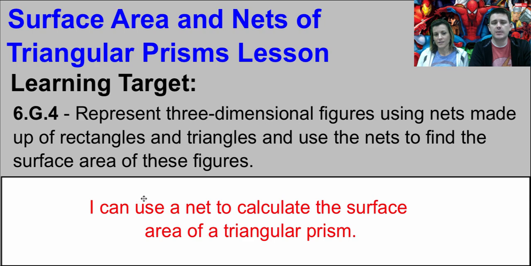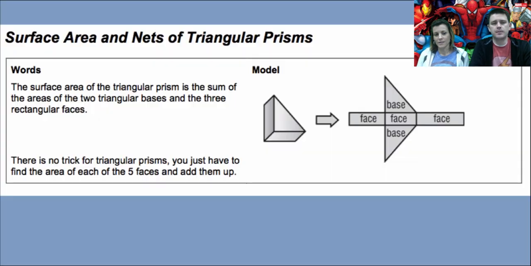And then our I can statement. I can use a net to calculate the surface area of a triangular prism. All right. The surface area of the triangular prism is the sum of the areas of the two triangular bases and three rectangular faces.